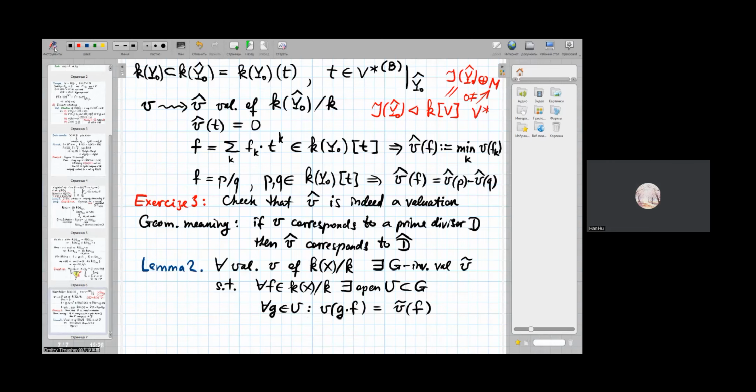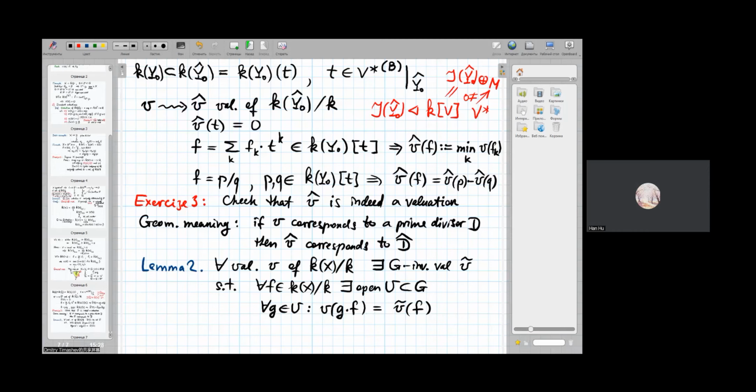So let's look again at this lemma. This lemma says that you can replace your valuation V, which is maybe not G invariant, by a G invariant valuation V tilde, such that for a given function F, the values of most of its shifts will not change.